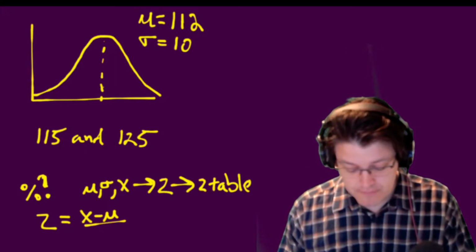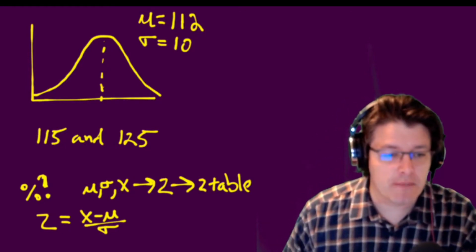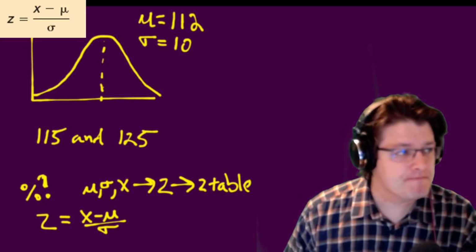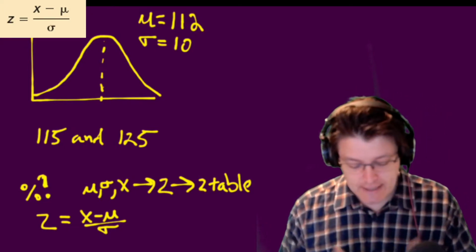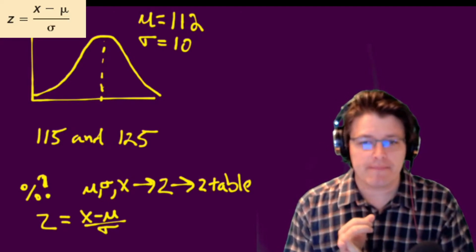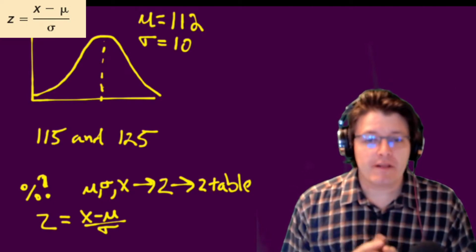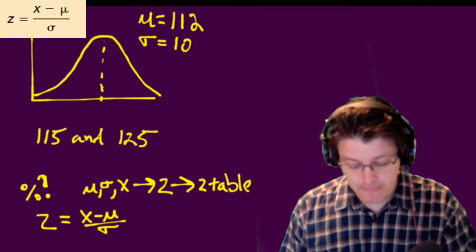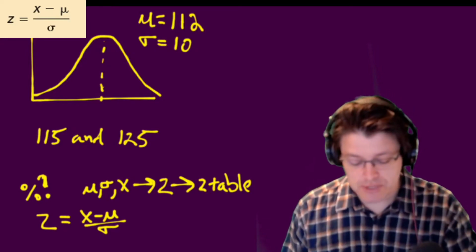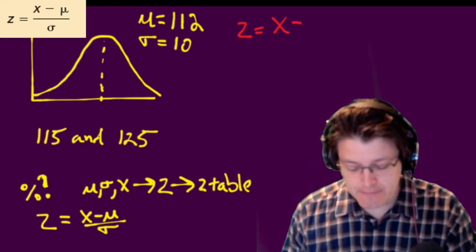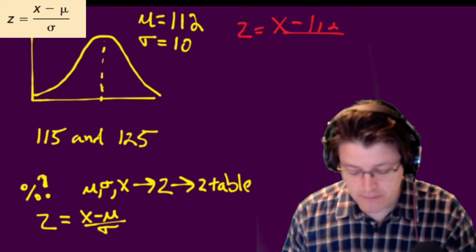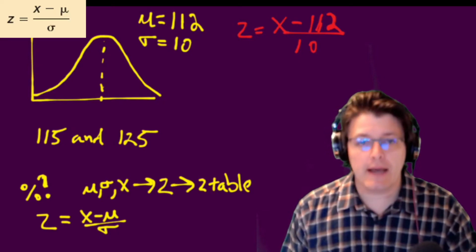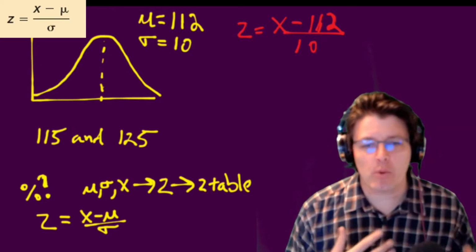Z is x minus mu divided by sigma, right? So this formula, maybe we'll just plop it up here. We're going to be coming back again and again to this formula. And as I said, in this case, we know mu and we know sigma. So we're always going to be trying to fill out this formula. So if we know mu and sigma, let's plug those in. So our formula becomes z is equal to x minus 112 divided by 10. And now we can find what is the z-score for these various cutoffs, right?